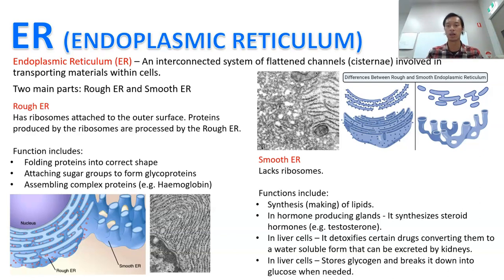which then your kidneys can get rid of. In liver cells, the smooth ER also stores glycogen and breaks it down into the glucose we need, right? So here's the rough ER with the little dots of ribosomes attached onto them, and then here's the smooth ER that lack those dots and are responsible for lipid synthesis.